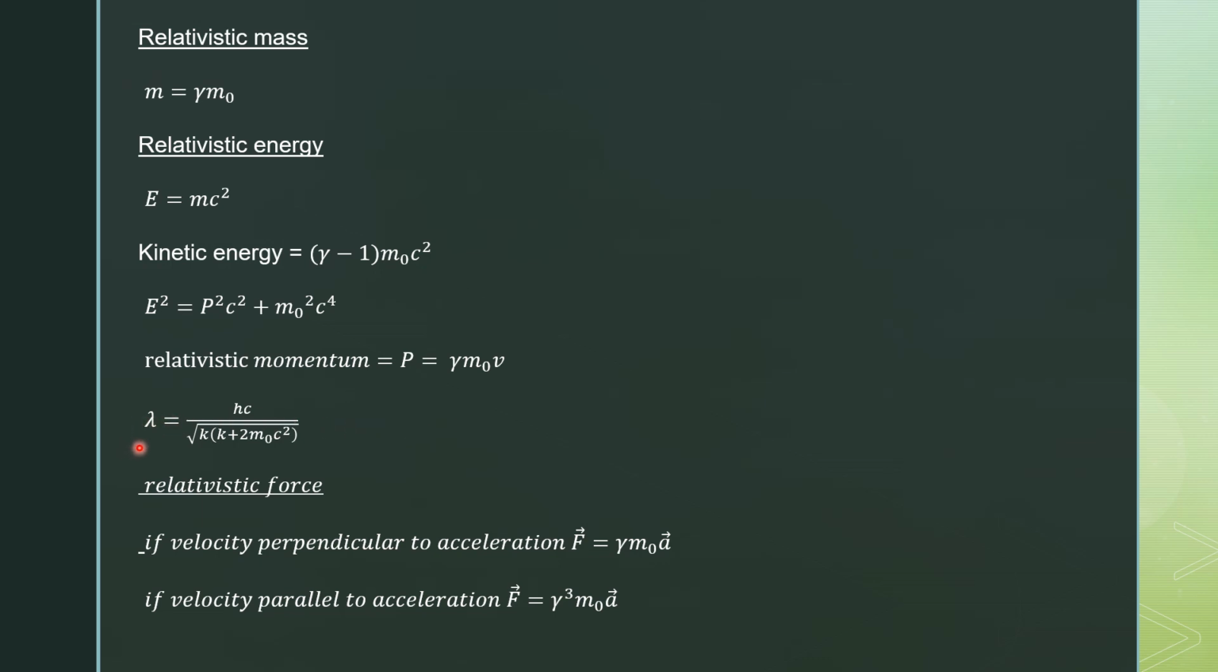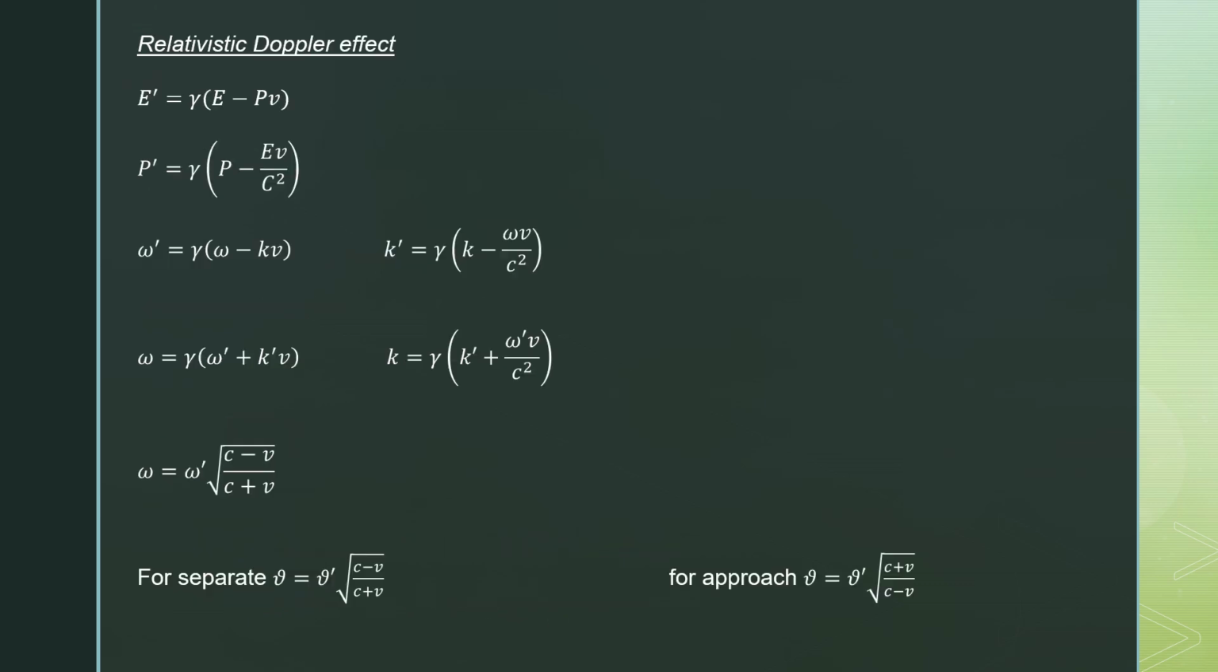This is the de Broglie wavelength for the relativistic case. Lambda can be written as hc by root over of K into (K plus 2 m naught c square). So our relativistic force, where the velocity is perpendicular to the acceleration, can be written as F is equal to gamma m naught a. Here a is the acceleration, and if the velocity is parallel to the acceleration, then F can be written as gamma cube m naught a.